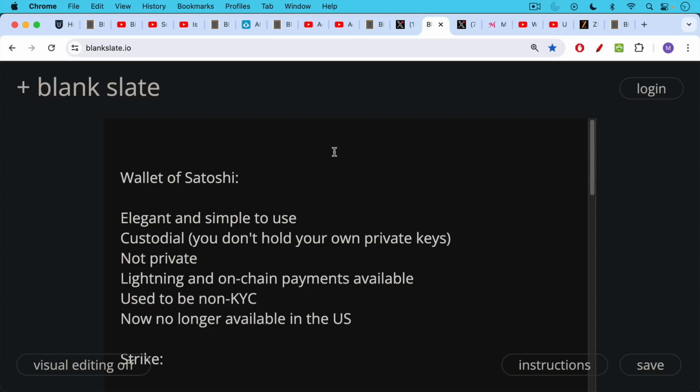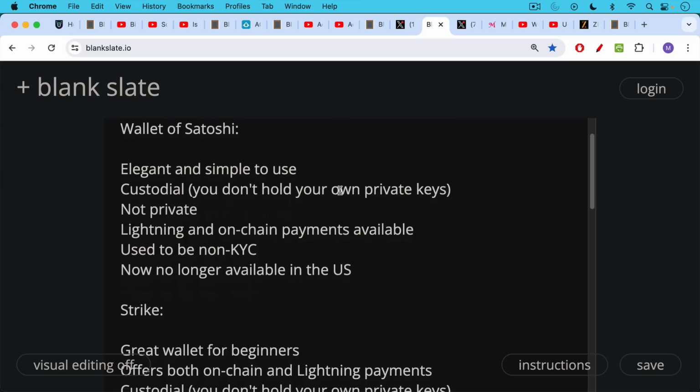Very elegant and simple to use wallet. It's custodial though. You don't hold your own private keys. It's not private. It does support Lightning and on-chain, which is nice. It used to be non-KYC, and unfortunately is no longer available in the US, though it is still available in different parts of the world.